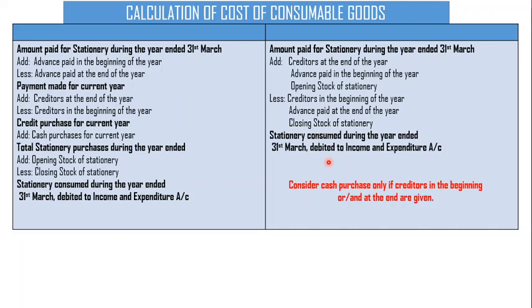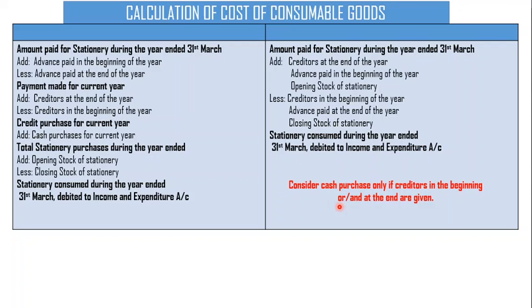And remember, you have to consider the cash purchase only if the creditors in the beginning or at the end are given. So any one or both, if given, you have to take this cash purchase. If nothing is mentioned, you assume whatever purchases you are getting, means after this whatever you are getting, is your total purchase only. But if the question says credit, it's the vice versa. Like if creditors and credit purchase are given, then cash purchases are to be considered. If creditors and credit purchases are given, then cash purchases are to be considered.